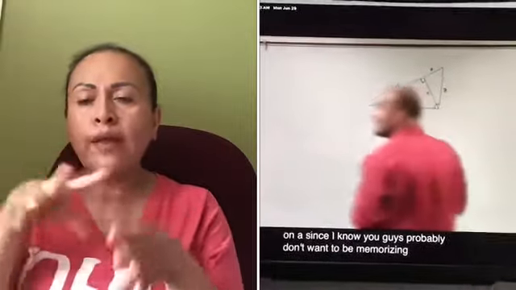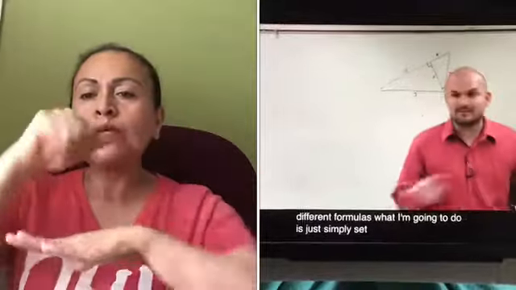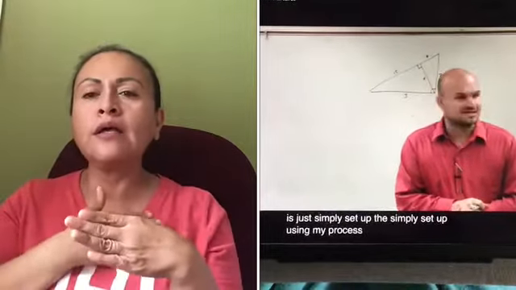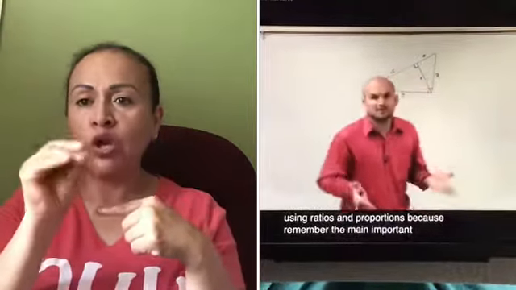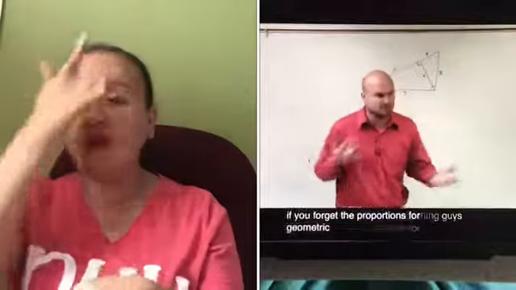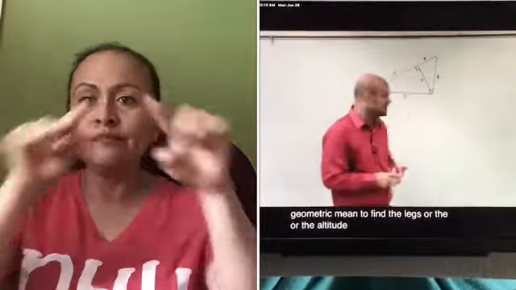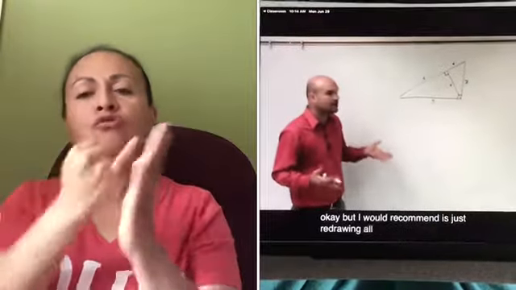memorizing so many different formulas. What I'm going to do is just simply set up using my process to be able to find using ratios and proportions. Because remember, the main important thing, guys, if you forget the proportions for geometric mean to find the legs or the altitude or hypotenuse, that's okay. What I would recommend is just redrawing all the triangles in there.